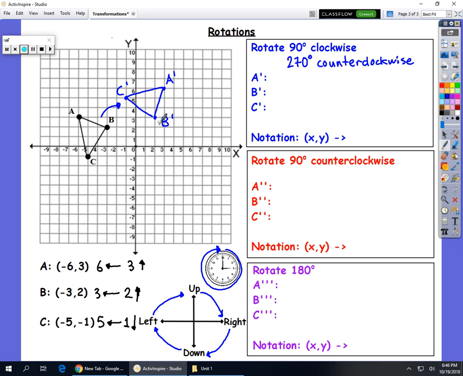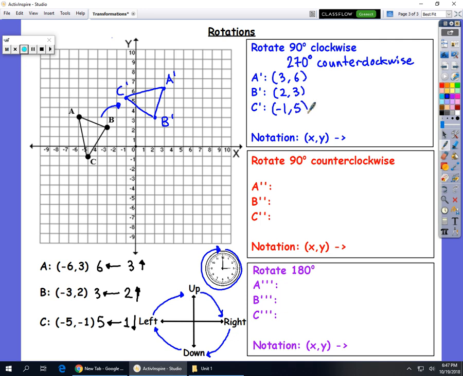Let's think about the points. What is A prime? A prime is now 3, 6. B prime is 2, 3. C prime is -1, 5.